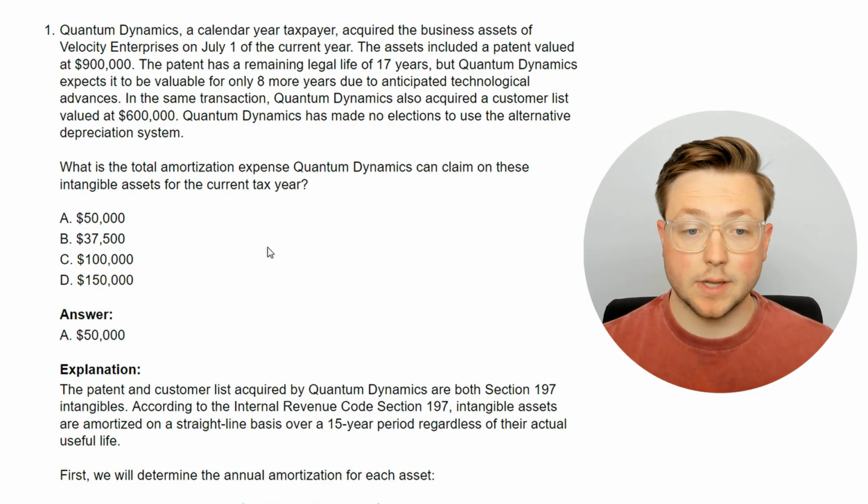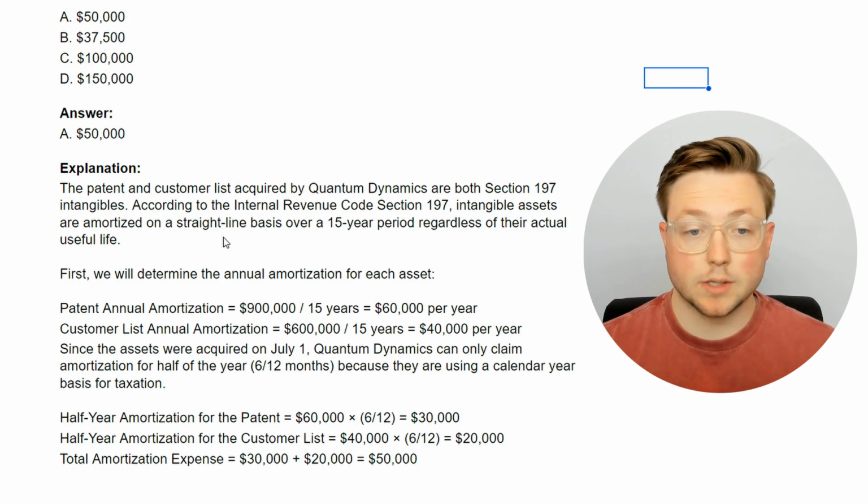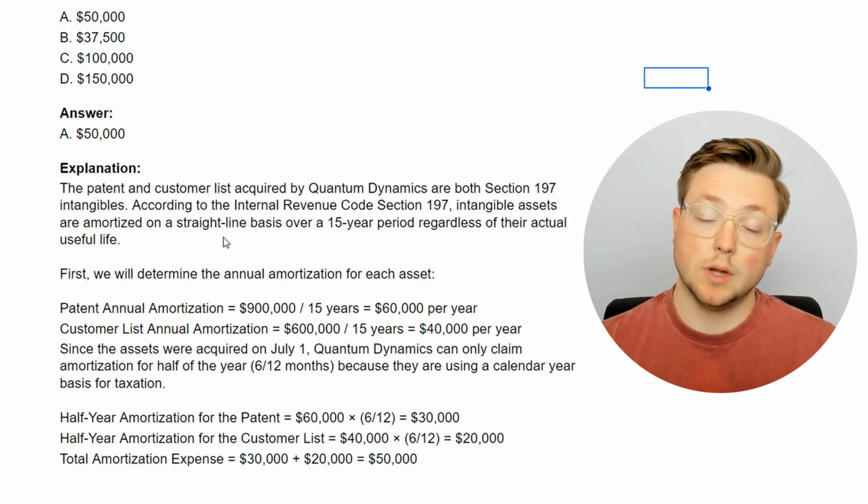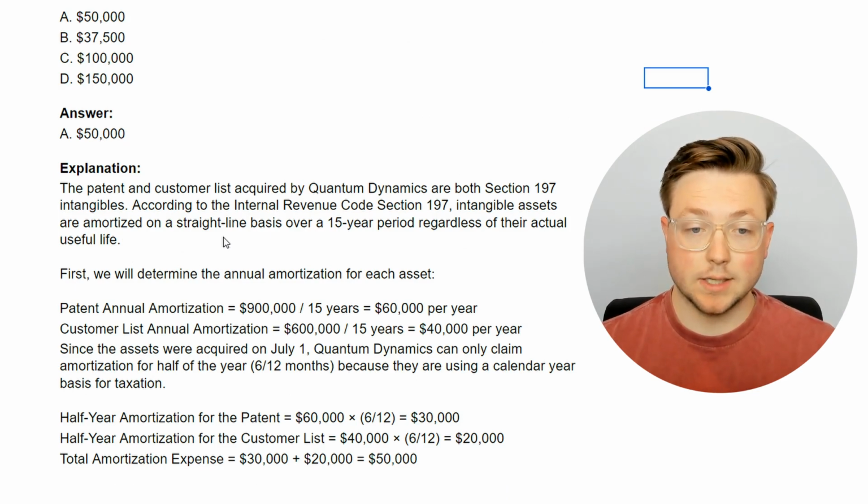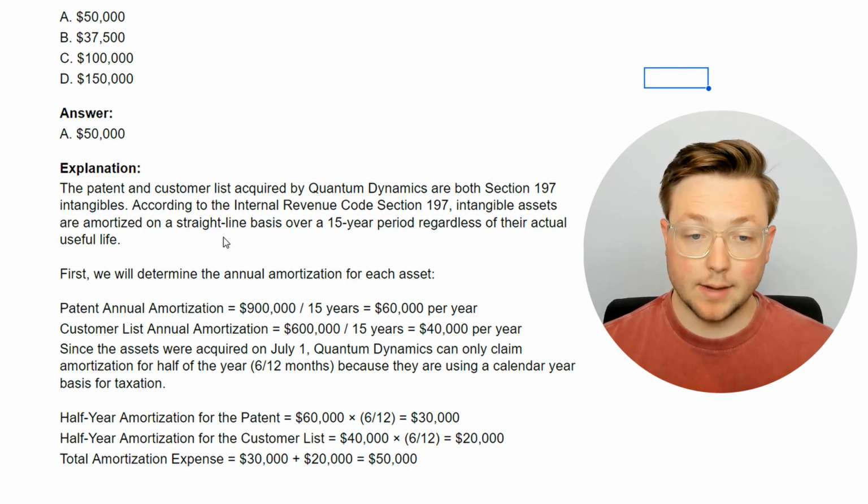All right, so here's the answer, $50,000. So let's learn how this works. The patent and customer list acquired by Quantum Dynamics are both Section 197 intangibles. Okay, so under tax, there's Section 197. According to the Internal Revenue Code, Section 197, intangible assets are amortized on a straight line basis over a 15-year period, regardless of their actual useful life.